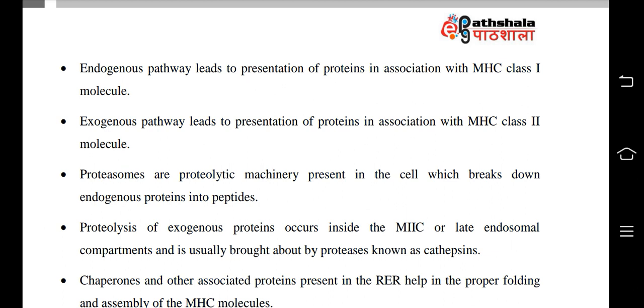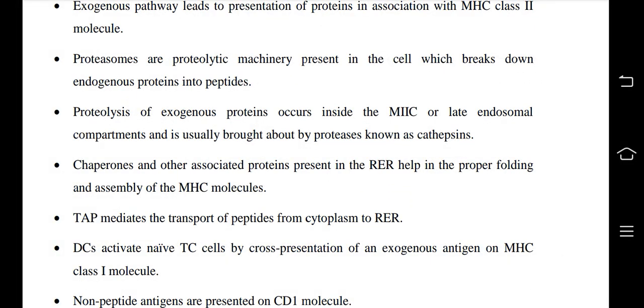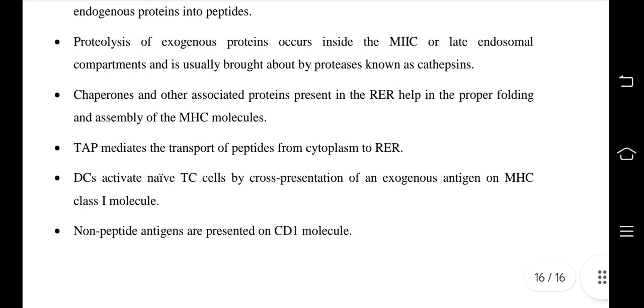Proteasomes are proteolytic machinery present in the cell which break down endogenous protein into peptides. Proteolysis of exogenous protein occurs inside the MIIC or late endosomal compartments and is usually brought about by proteases known as cathepsins. Chaperones and other associated proteins present in the RER help in the proper folding and assembly of the MHC molecule. TAP mediates the transport of peptides from cytoplasm to RER. TCs activate naive T cells by cross presentation of an exogenous antigen on MHC class I molecule. Non-peptide antigens are presented on CD1 molecule.